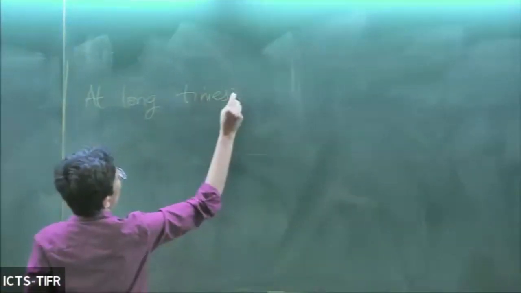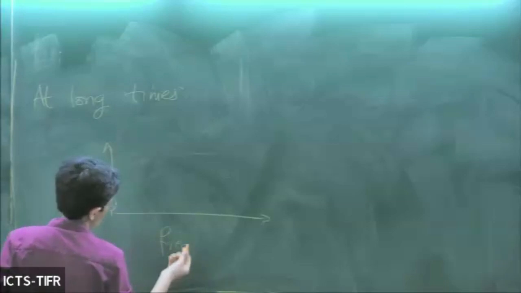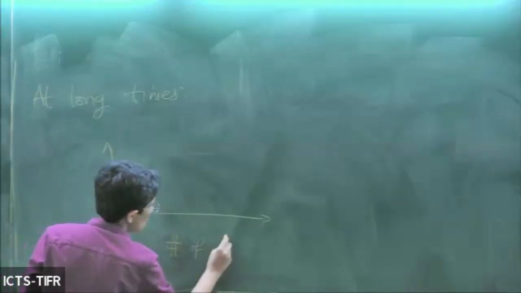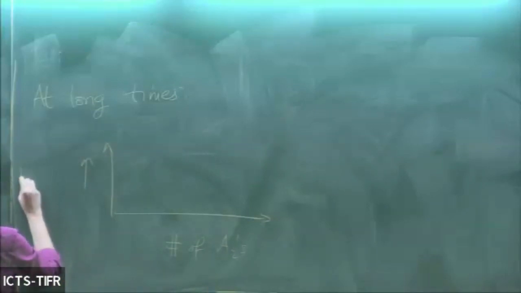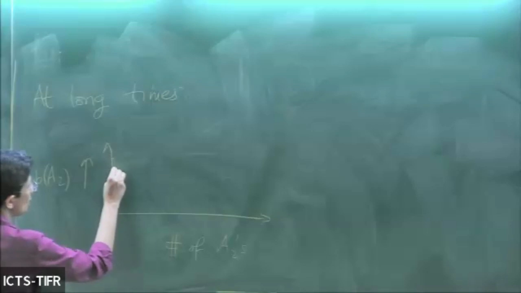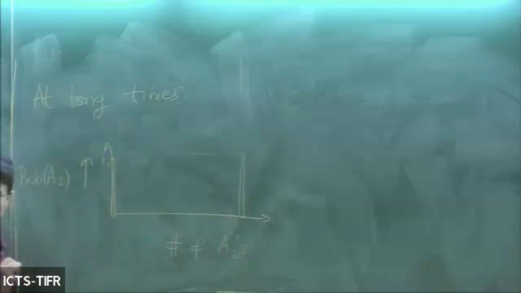Okay, so the question I'm asking you is, at long times, on a plot, the frequency, if you like number, let's do number of A2s and the probability of. So when there was no mutation, we saw it was all half, right? Right? That's what we had earlier. Now what happens? How does it change? Okay, so that's something you have to think about.